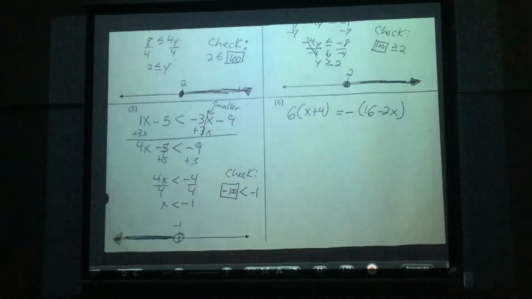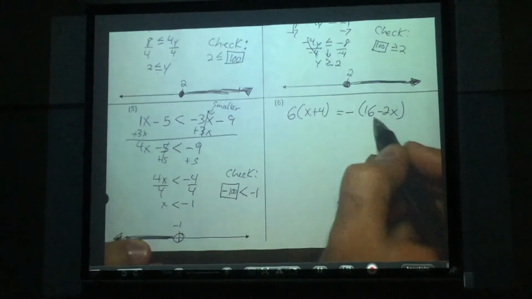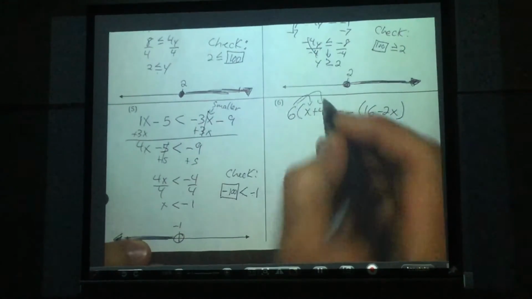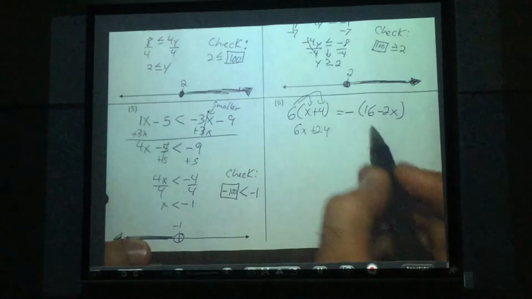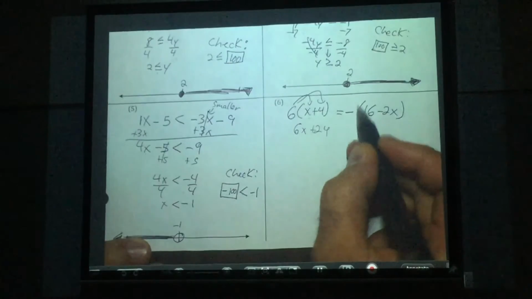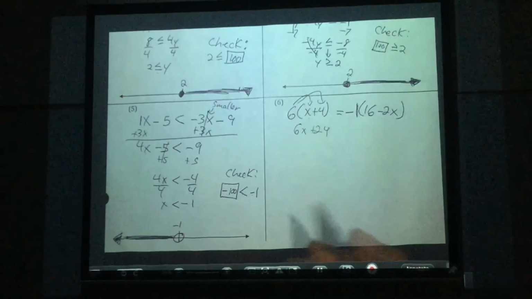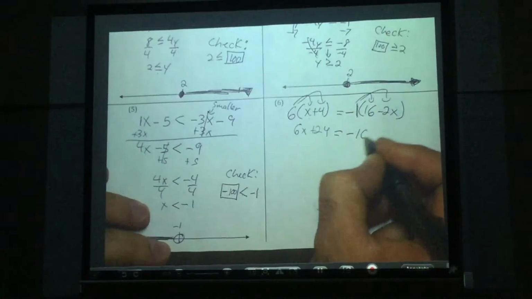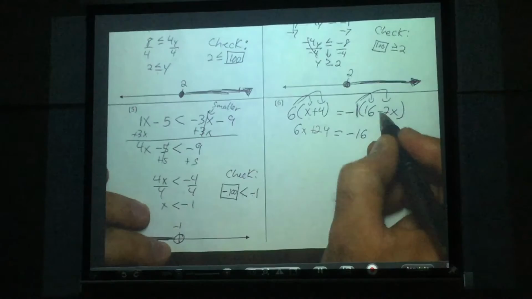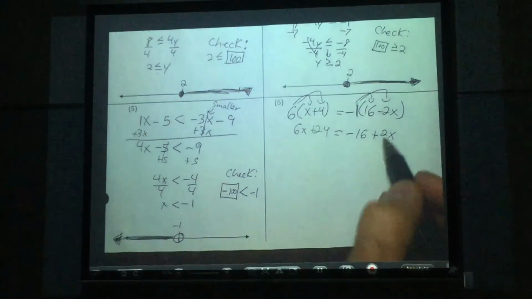Alright guys, so here we go. Again, hopefully you got it right, but if you didn't, let's go ahead and do this one together. Now in this one, we have distributing on both sides. So we distribute this first. So if you distribute the 6, you get 6x plus 24. Now this is a negative 1. Remember before we said if there's a negative in front of a parenthesis, it's really a negative 1 in front of there. And if you distribute this, you wind up getting negative 16. And then over here, negative times negative is a positive 2x. So now we have 2x and 6x.